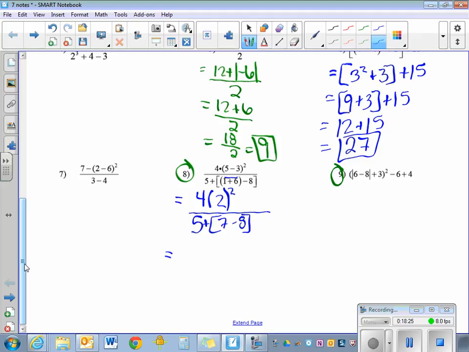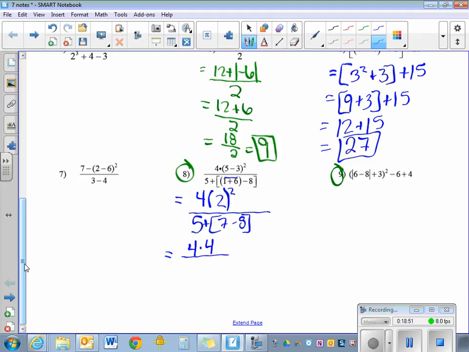Okay, Jenny, what do you want to do next? Very good. So we're going to simplify the top some more. So 2 squared. And Jenny, what does 2 squared give us? Very good. So on top we have 4 times 4. Alright, Luis, you're up next. Do you see parentheses or brackets down here in the denominator? Alright, so we got 7 minus 8.